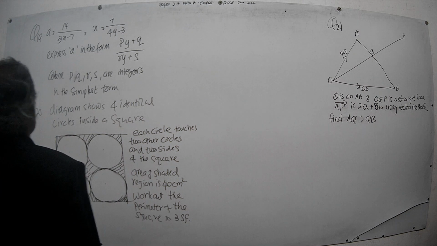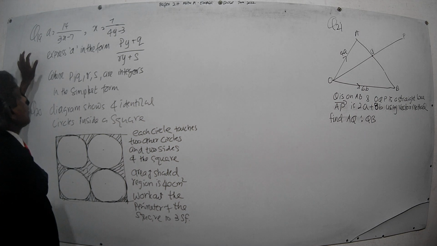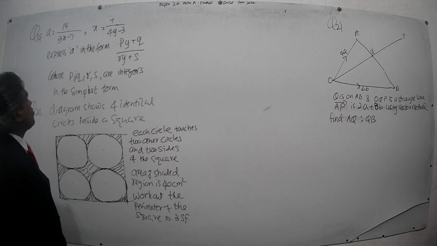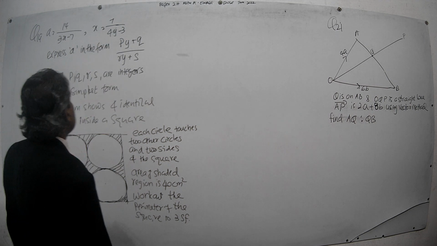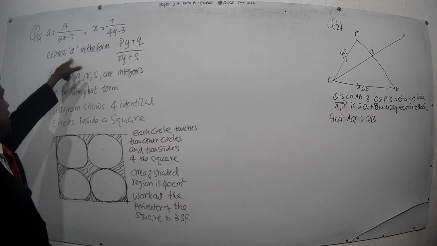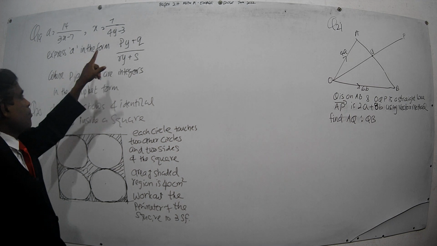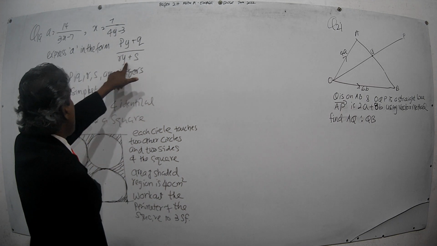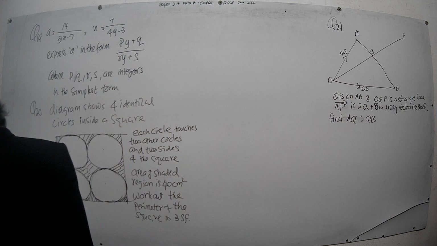Then question 19 here. They say a equals 14 over 3x minus 7 and x equals 7 over 4y minus 3. Express a in the form py plus q over ry plus s. So that is the question.